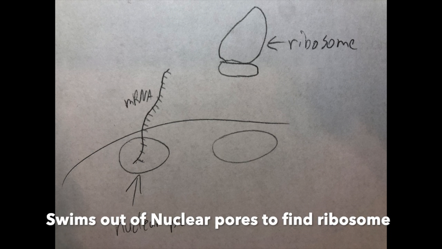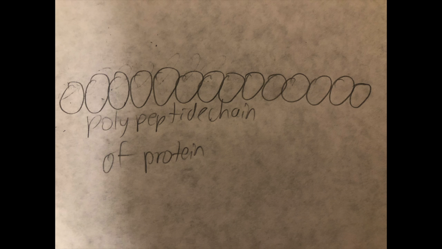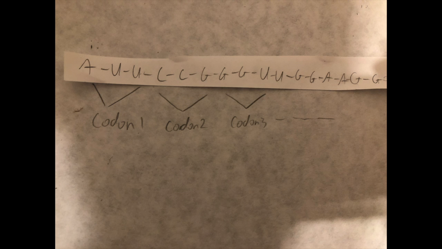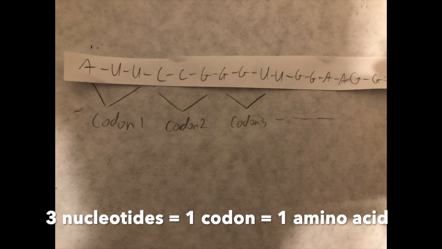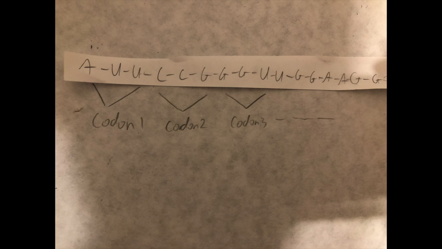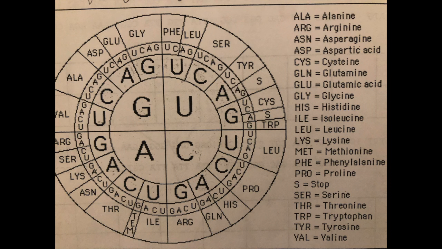The mRNA then wiggles out of the nuclear pores into the cytoplasm of the cell. Here it finds ribosomes, where translation occurs. Proteins are made of a chain of amino acids, and to code for each individual amino acid, the mRNA is separated into codons. A codon is made up of 3 nucleotides. Each codon has an amino acid it codes for. Scientists have found out what amino acid each codon codes for, and it shows in this graph.